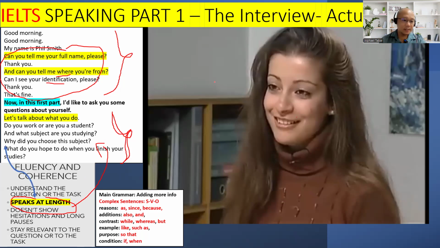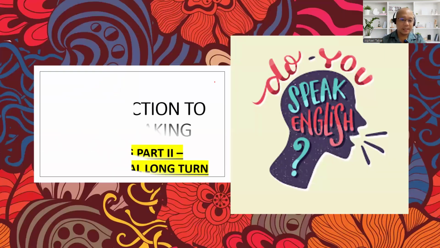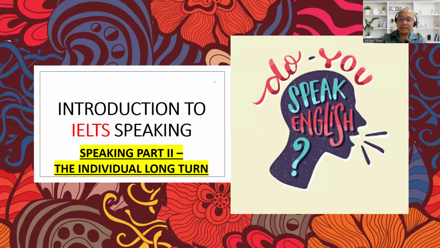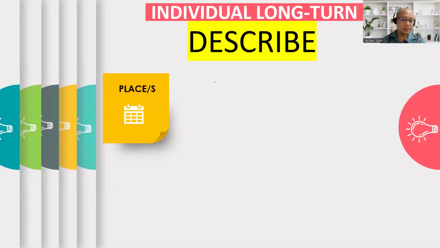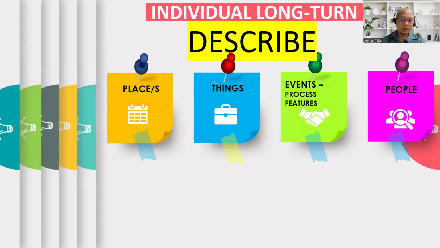Now let's take a look at IELTS speaking part two. So what is IELTS speaking part two? Again, this is also called the individual long turn. In this speaking part, you will be asked topics about places, things, events, and or people.